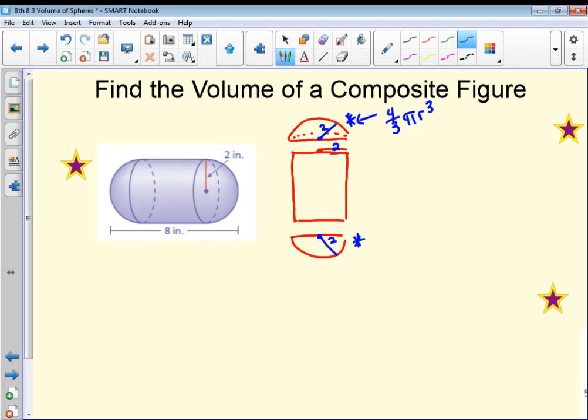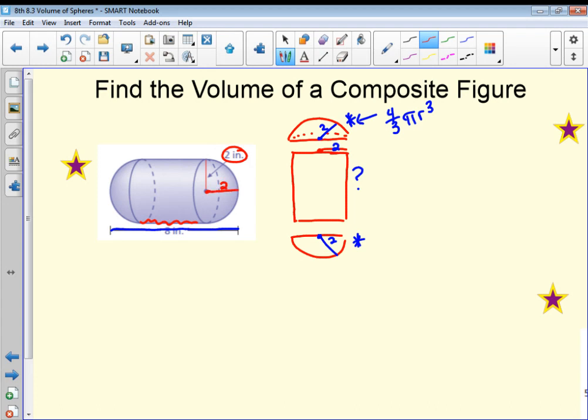Okay, so the tricky part is we have to figure out this right here, our height of that cylinder. We know that the whole distance here is 8. So how can we figure out what just this part right here is? Well, here's what we're going to have to do. We're going to have to use this information. So really from the base of that hemisphere out to the edge or the bubble part is 2.